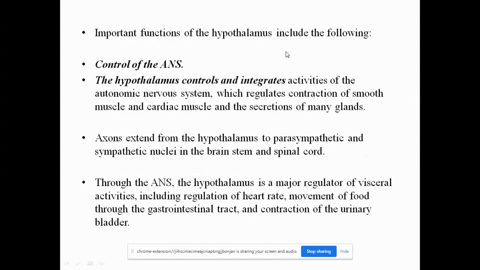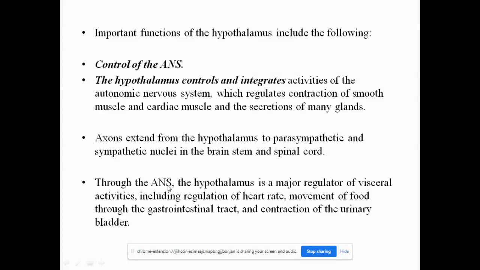So, what are the important functions of the hypothalamus? Control of the autonomic nervous system. That is a very, very important function. The hypothalamus controls and integrates activities of all the internal parts of the body through the autonomic nervous system. This regulates the contraction of smooth muscles and cardiac muscle, and also the secretion of many glands. So it is a very important function. The axons extend from the hypothalamus to the parasympathetic and sympathetic nuclei present in the brainstem and the spinal cord. So the axons are very long.